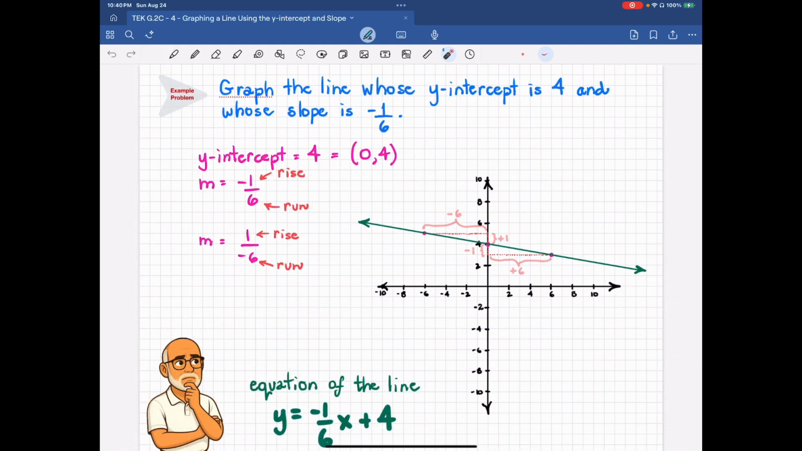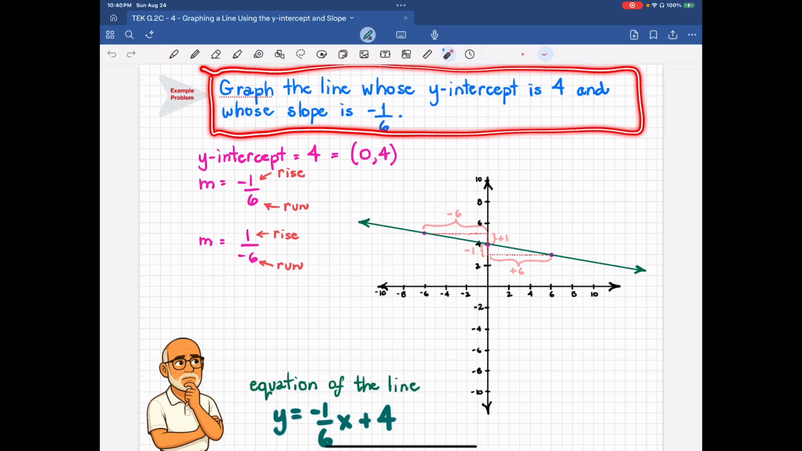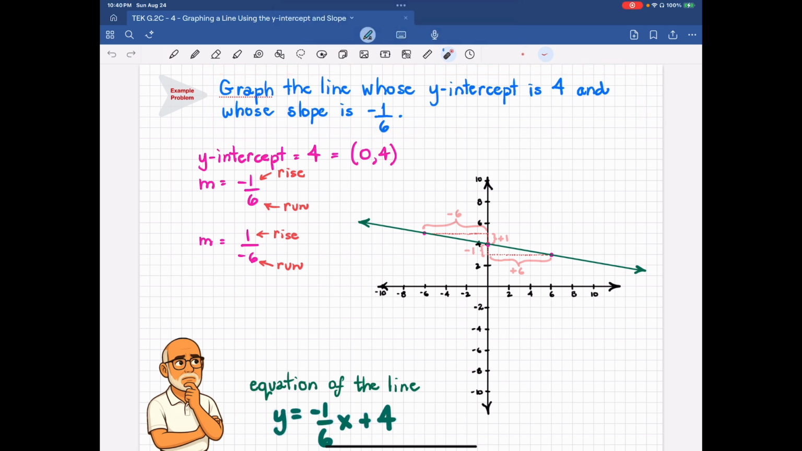Let's do an example problem. The instructions read, graph the line whose y-intercept is 4 and whose slope is a negative 1/6. Y-intercept is 4, slope negative 1/6. So if I know that the y-intercept is equal to 4, I know that the coordinates of that point right here would be go over 0, up 4. Those are the coordinates for our y-intercept.